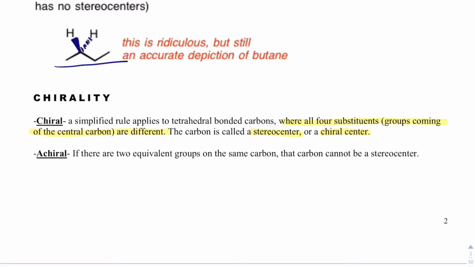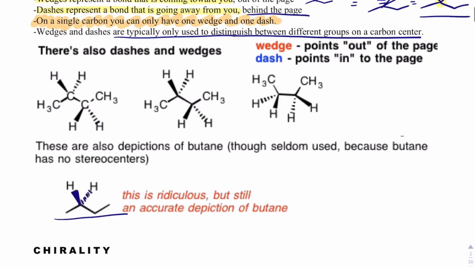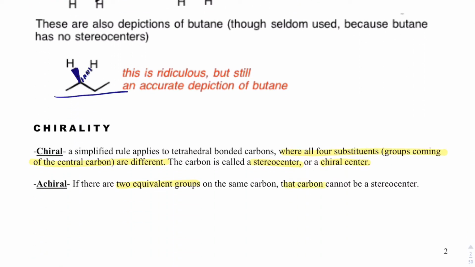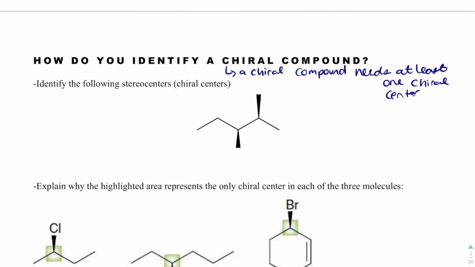And then if something has two equivalent groups, like here, that would not be chiral. That would actually be achiral. Okay, so how do you even identify a chiral compound? Well, first of all, a chiral compound needs at least one chiral center. And we've got to be able to master that definition of chiral center.